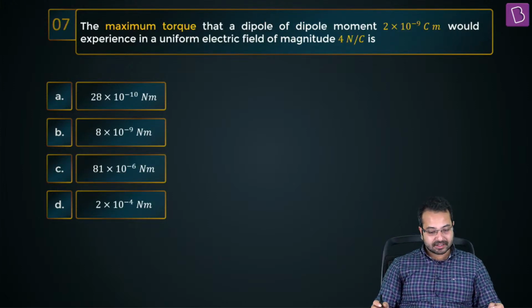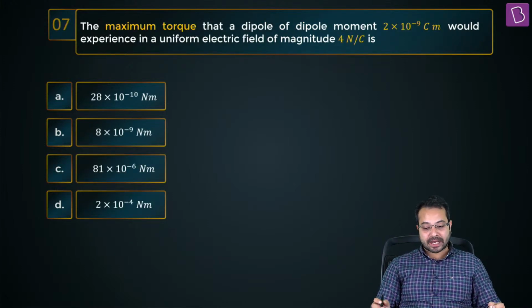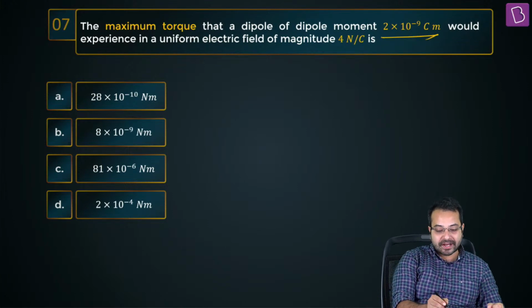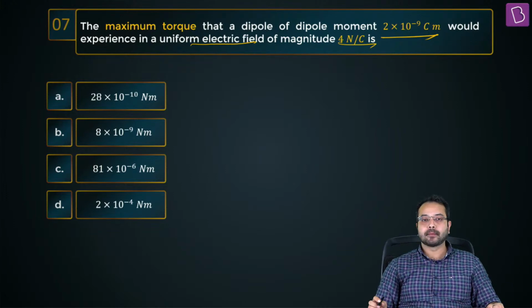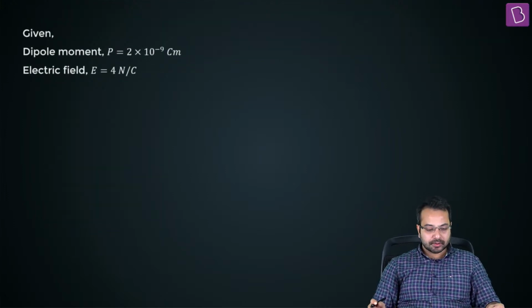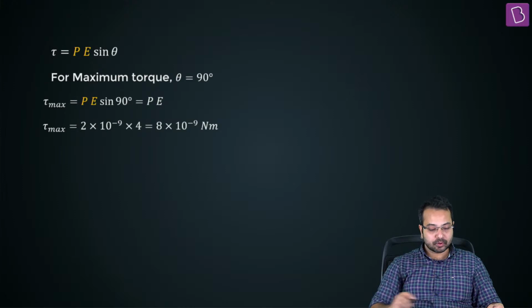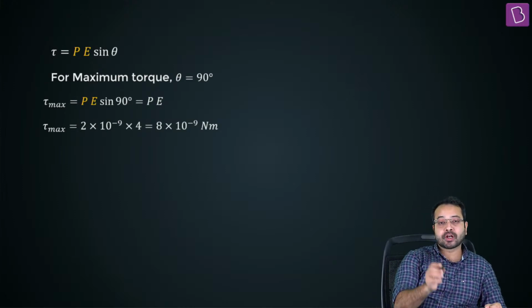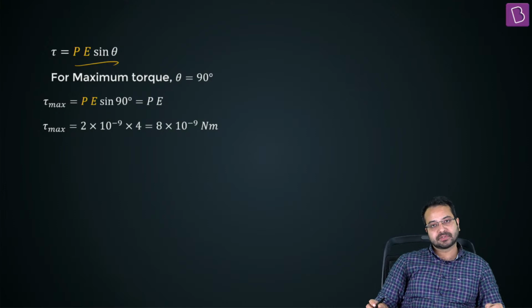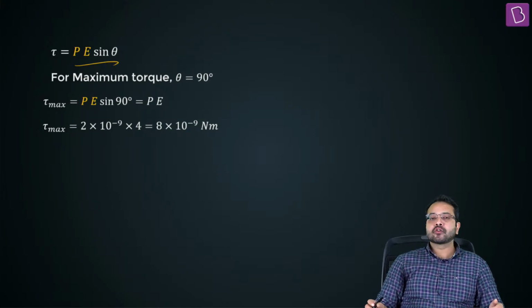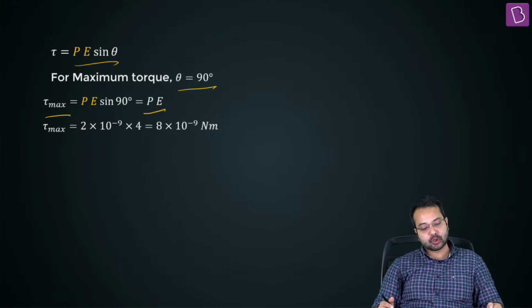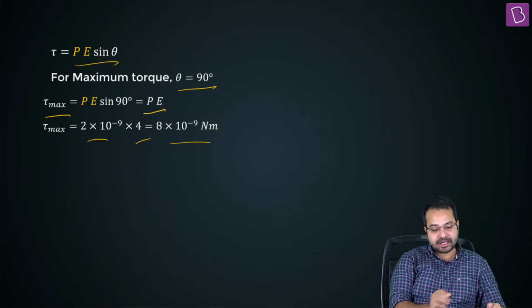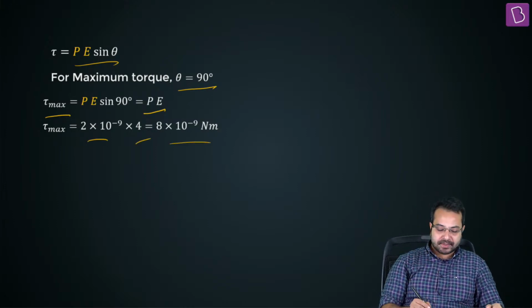What is next? The maximum torque that a dipole of dipole moment this would experience in a uniform electric field of magnitude 4 Newton per Coulomb. Okay, so what is the torque on a dipole? The torque on a dipole is P cross E, which is going to become PE sin theta, the magnitude. And when is it going to be maximum? It is going to be maximum when theta is 90 degree. So maximum torque is simply going to become P into E. And we substitute the value of P and E and we get the answer. So what will be the correct option?